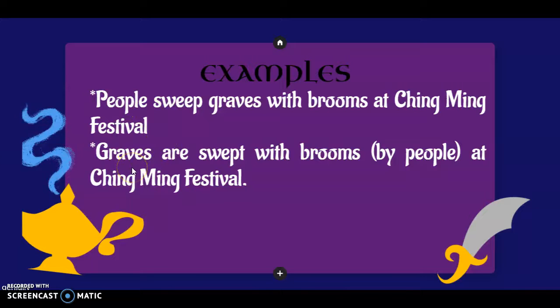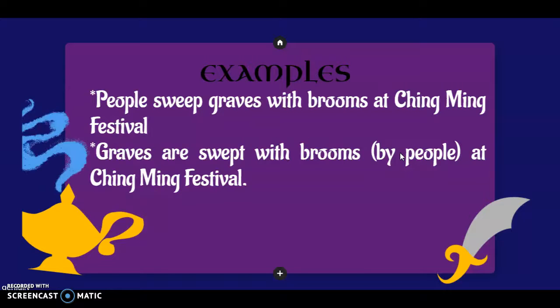And in the second sentence, we have grapes are swept with brooms by people, which is optional, at Qingming Festival. So as you can see, the original receiver, in this case grapes, which is the thing that is swept by people, okay, now it's going to be the new subject of the sentence. And here we have the verb transformed into the passive voice. We have are, grapes because it's plural, grapes are, and then the original verb transformed into the past participle form, swept with brooms, and our original subject transformed into the object of the sentence.